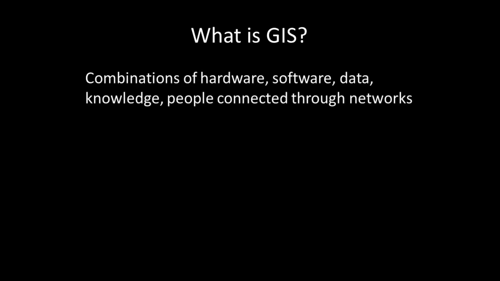To understand what a GIS is, let's first take a closer look at what the acronym means. Remove the G from GIS and you have IS, or an information system. Information systems have been defined as combinations of hardware, software, data, knowledge, and people connected through networks. Additionally, like any system, which is a whole constructed of parts, a GIS can also be viewed as an amalgam of several parts that create the overall system. In the following slide, I discuss these parts further.